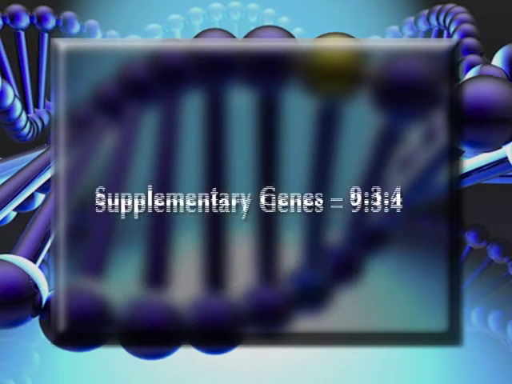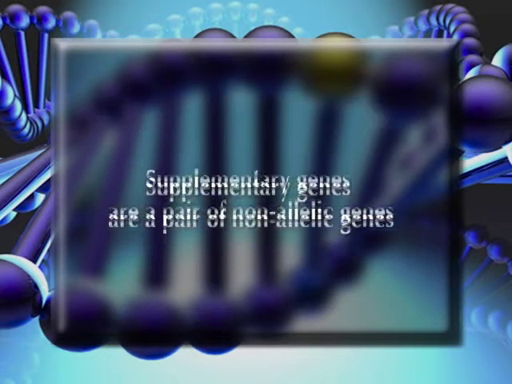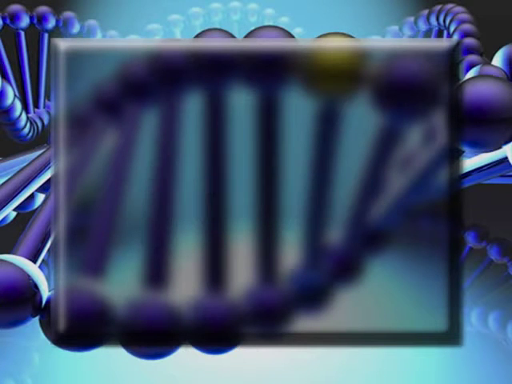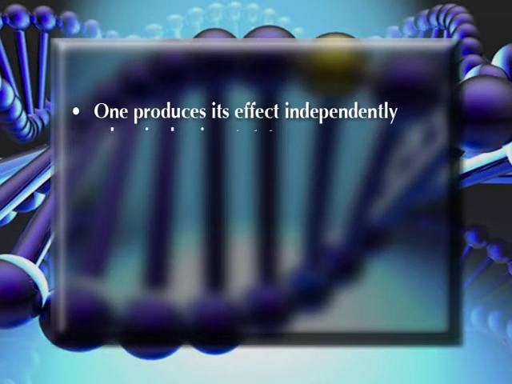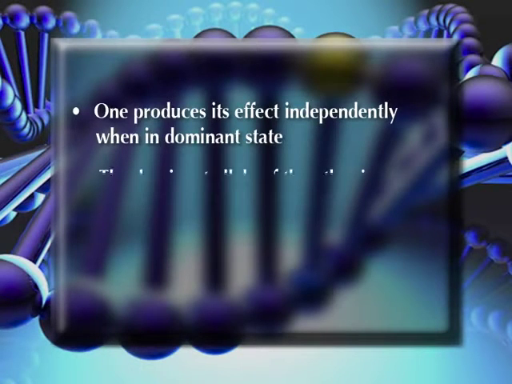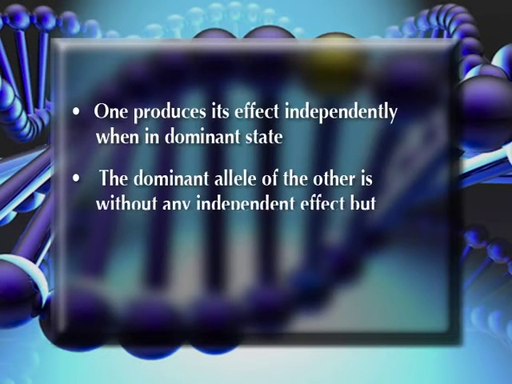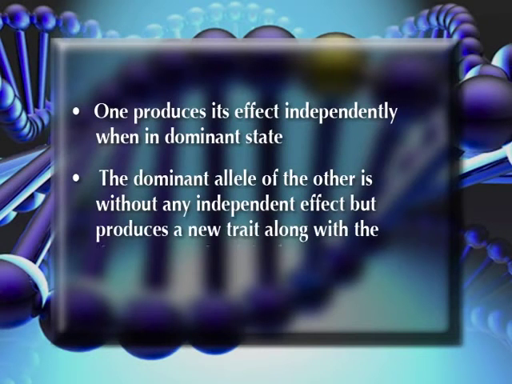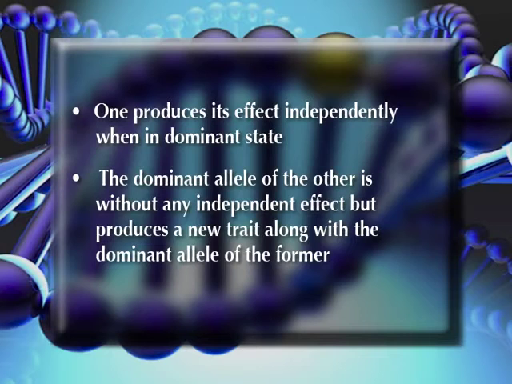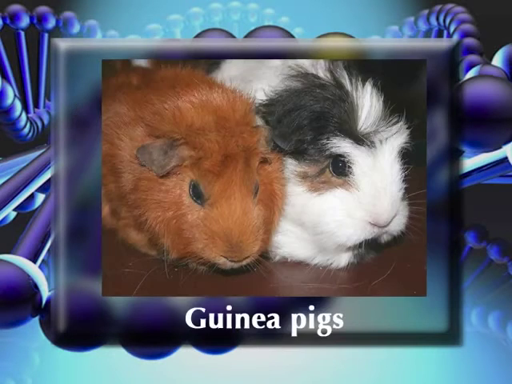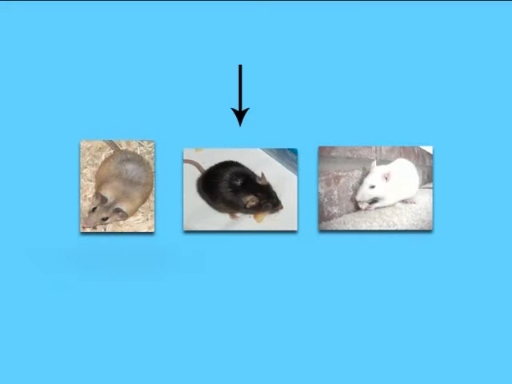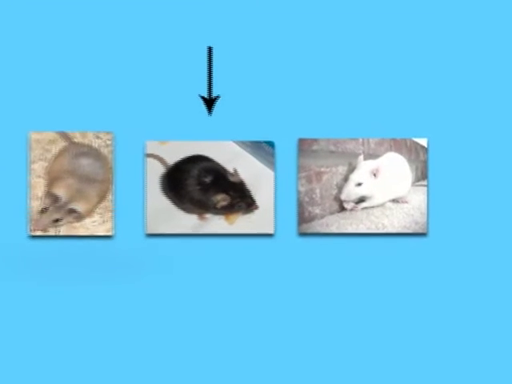Number 3. Supplementary genes. They are a pair of non-allelic genes, one of which produces its effects independently when in the dominant state, while the dominant allele of the other is without any independent effect but is able to produce a new trait along with the dominant allele of the former. Coat color in mice and guinea pigs. The animals have three types of coat color: agouti, black, and albino.